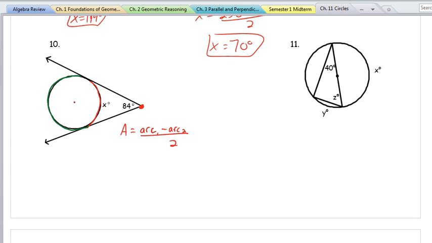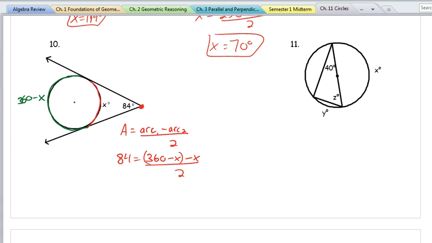If we know that red arc is x, and we know there's a total of 360 degrees in the whole circle, then we would label this outside circle as 360 minus x. Because if that was 100 degrees, you guys would do 360 minus 100. If it was 150, you'd do 360 minus 150. So you guys get that idea. So we get 84 equals 360 minus x all over 2. Because we have the 360 minus x, maybe I'll keep it in parentheses so you can see exactly where that's coming from.